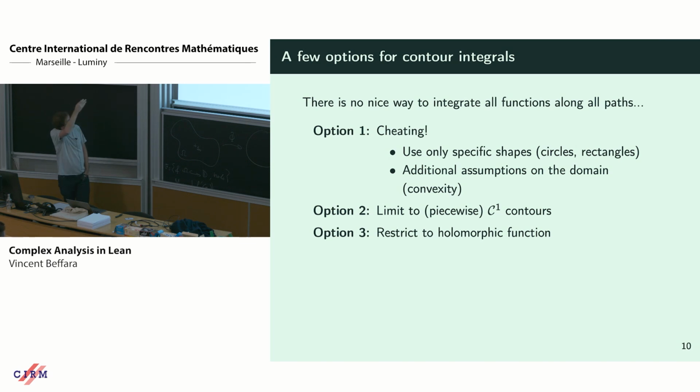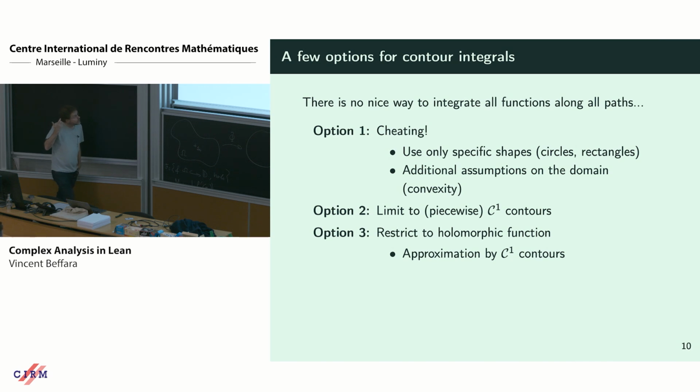And option 3, if you want to integrate functions along continuous paths, it's not possible to do that in a nice way for arbitrary functions, so you can restrict the functions. You can restrict to holomorphic functions. And here the point is that if you have a holomorphic function, then locally it's a holomorphic function on a convex set, so locally it has a primitive, and so you can build local primitives and put them together. And it kind of works, again. So there are two ways to do that that are natural.